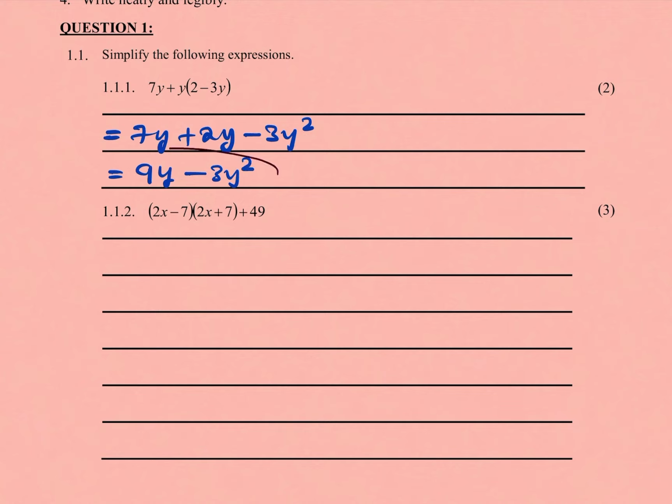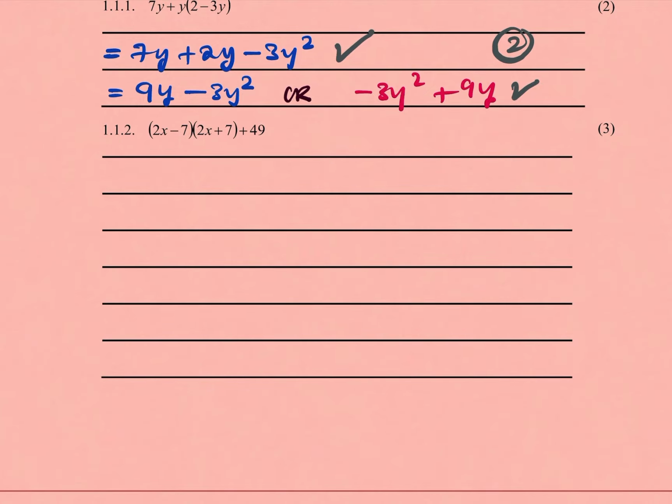Well, this is called an ascending power of y. Some students may leave their answer in a descending power of y, and this will have been minus 3y squared plus 9y. You get 2 marks for that, okay? So let's see, you get 1 mark for that, and you also get 1 mark for that one. Okay, that's how you guys get to do these things. Let's check the next question.